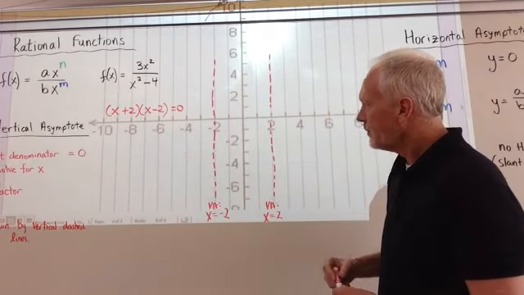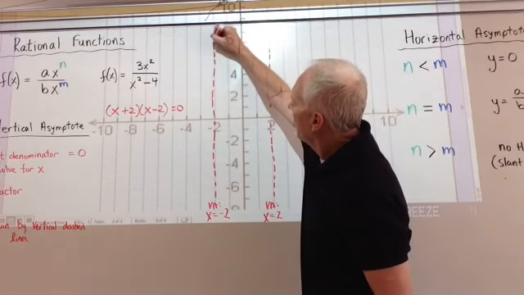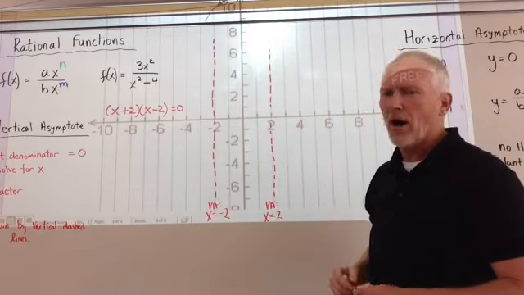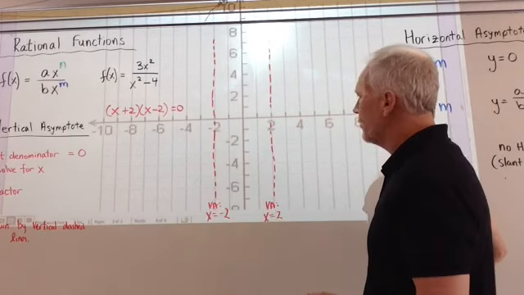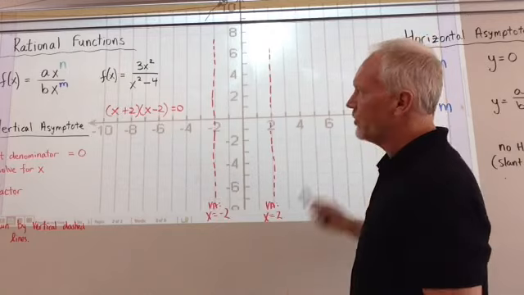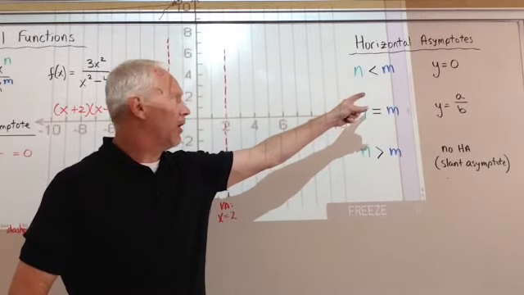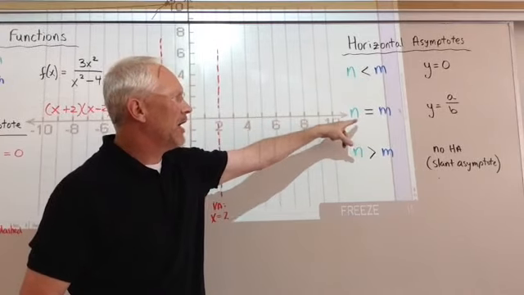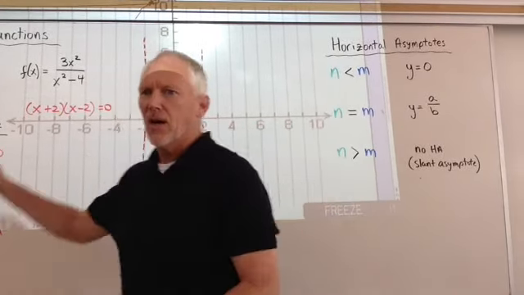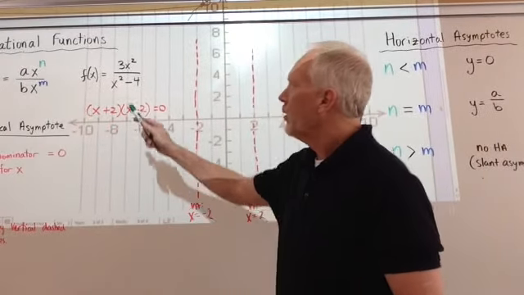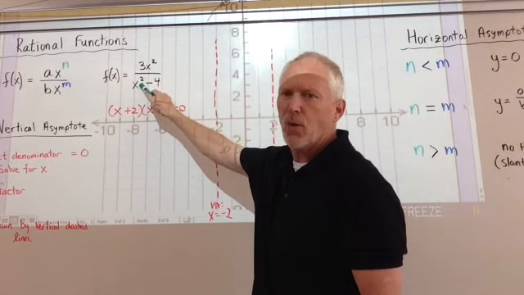All right. The next piece of information, I'll extend this up a little bit, is we want to know where is the horizontal asymptote. The horizontal asymptote, again, was according to these 3 rules. Over here, we have n is less than m, n is equal to m, or n is greater than m. In our case over here, we have x squared over x squared.